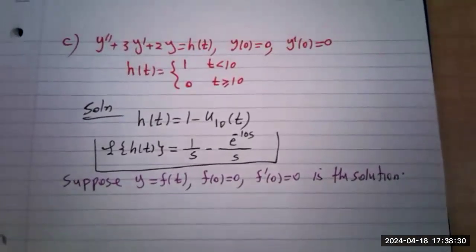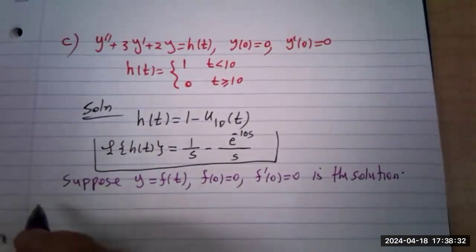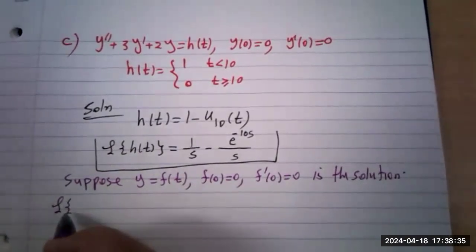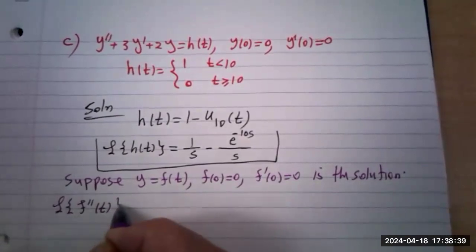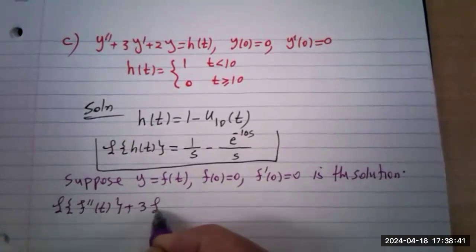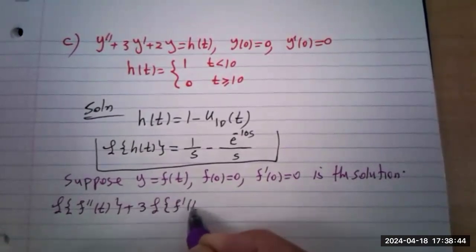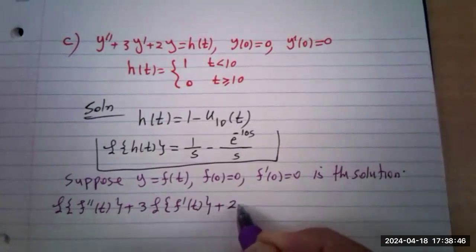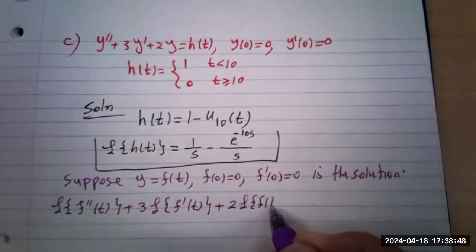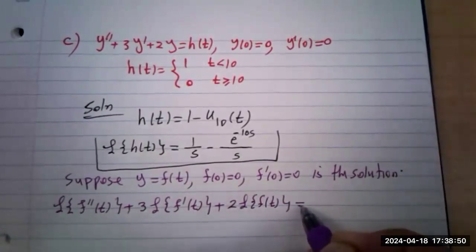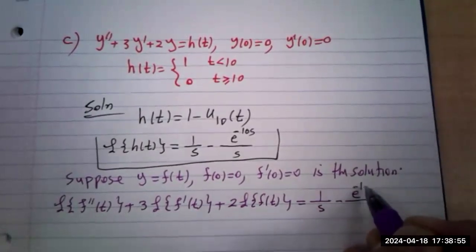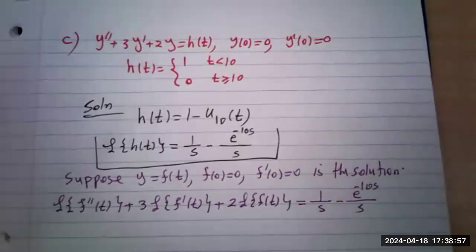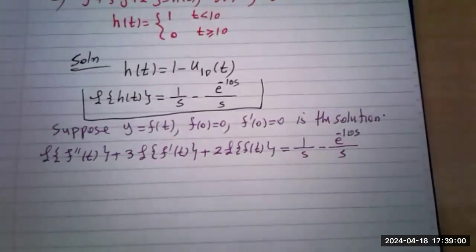So take the Laplace of both sides. So we are going to have the Laplace of f''(t), plus 3 times the Laplace of f'(t), plus 2 times the Laplace of f(t), equal to the Laplace of h(t), which is 1/s minus e to the negative 10s over s. I just take the Laplace of both sides quickly.